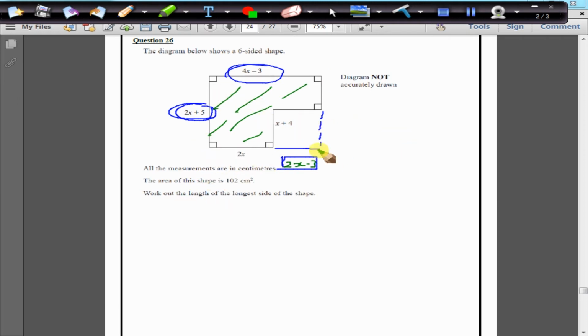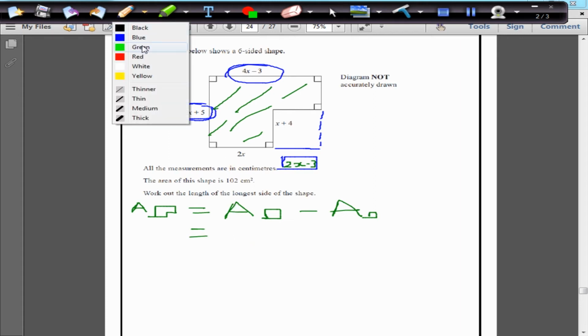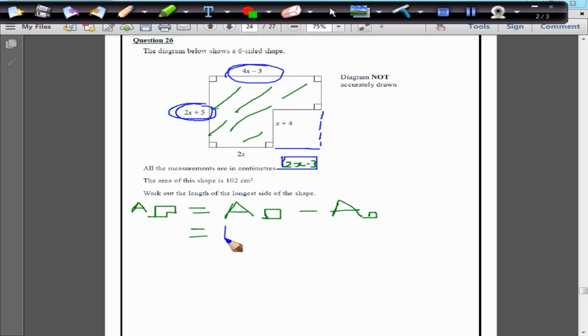Happy with that? So we're going to say now, the area of this shape here is equal to the area of the big shape minus the area of the little corner shape. Now, let's work them out. The area formula is the same as for normal rectangles: length times by width, for the big shape, minus the length times by the width of the small shape.